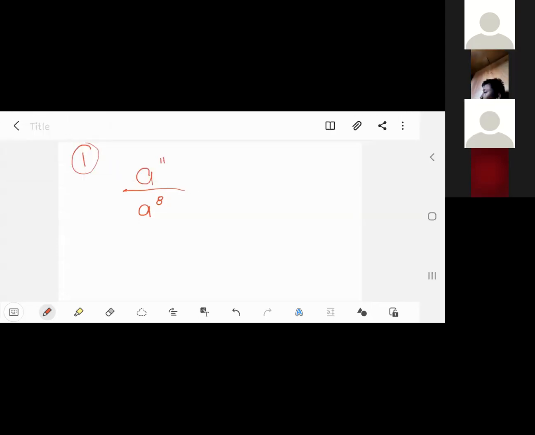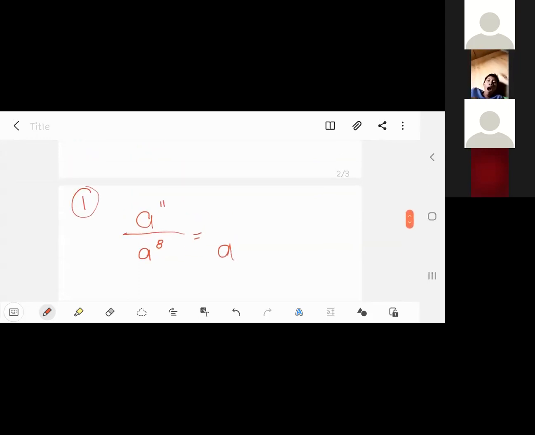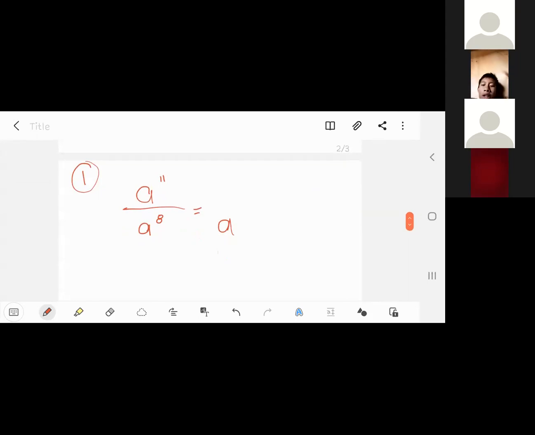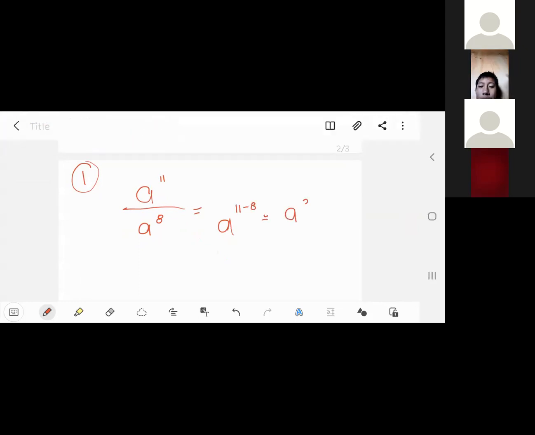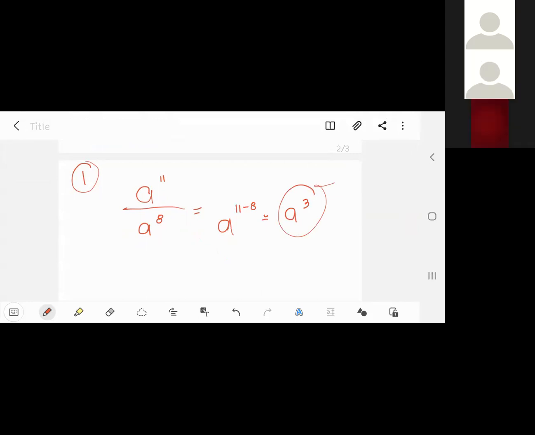Okay. Now, let's check your answers. Which is greater, numerator or denominator? Numerator. Therefore, that is a to the power of 11 minus 8. That is a to the power of 3. So, wow, very good. Lahat sila tama ang sagot. Congratulations. Okay, next example.